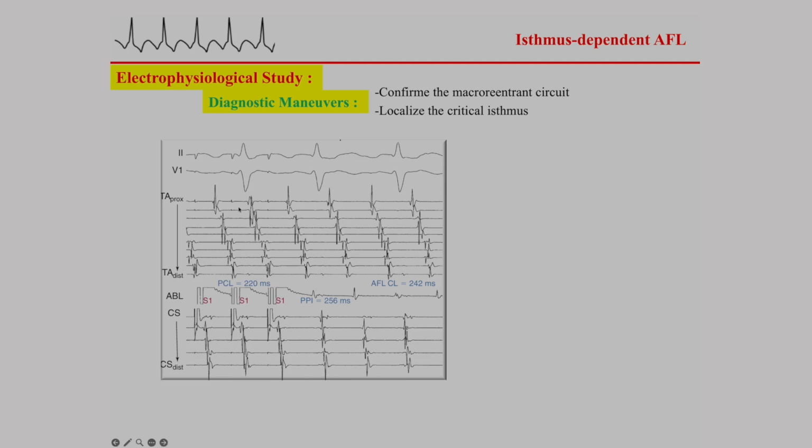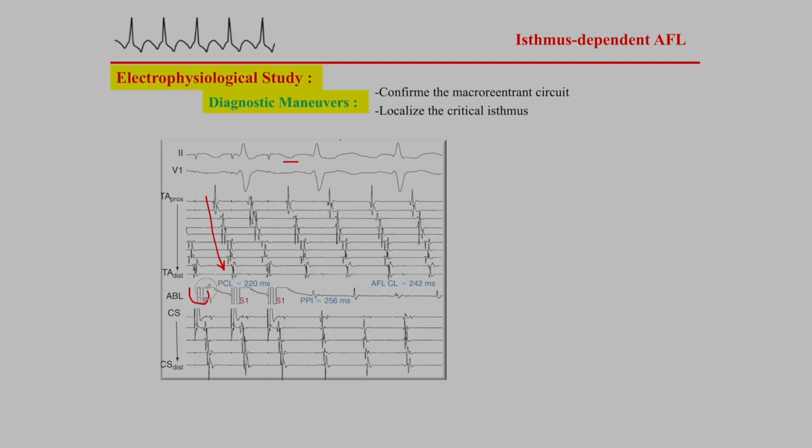And here we have some examples of entrainment. As you see, from the top to the bottom, we have lead 2, V1, the halo catheter here around the tricuspid annulus, the ablation catheter, and the coronary sinus with proximal-distal activation. And here we have the proximal-distal activation of the halo catheter related to the counterclockwise flutter that we have. We see the negative F wave here in lead 2.